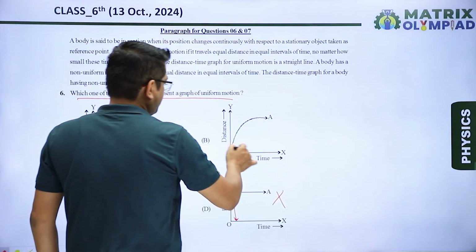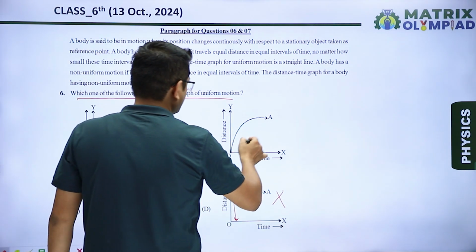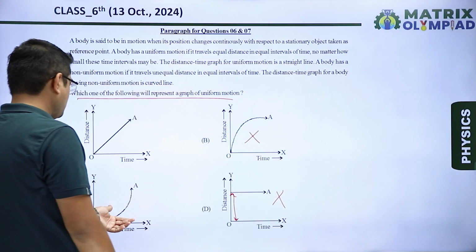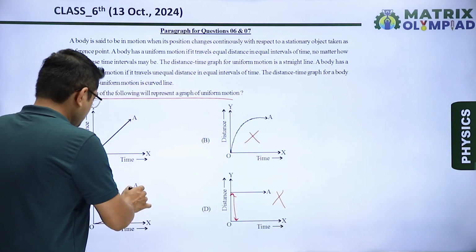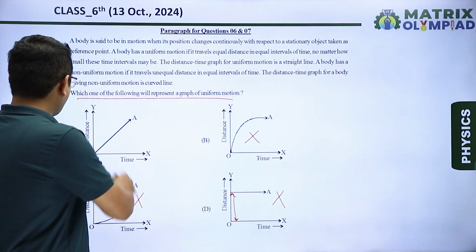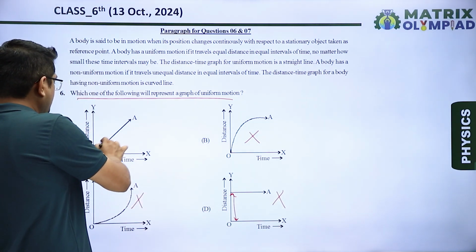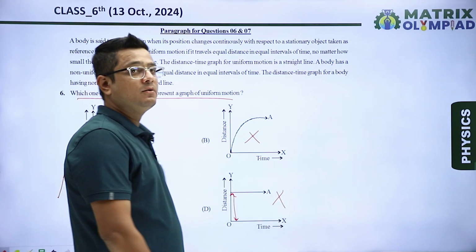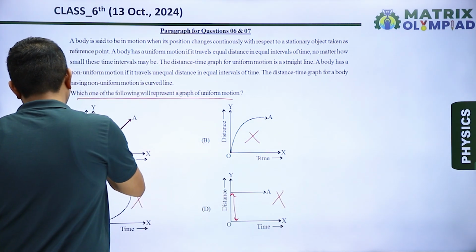In this we can see in fixed time interval the distance traveled is different, so it is not a uniform motion. This is not true. In this we can also see as the time increases the distance traveled also increases. This is also non-uniform motion. In first option A we can see the graph between distance and time is a straight line. That means in fixed time interval, equal distance is traveled. So option A is our correct answer.